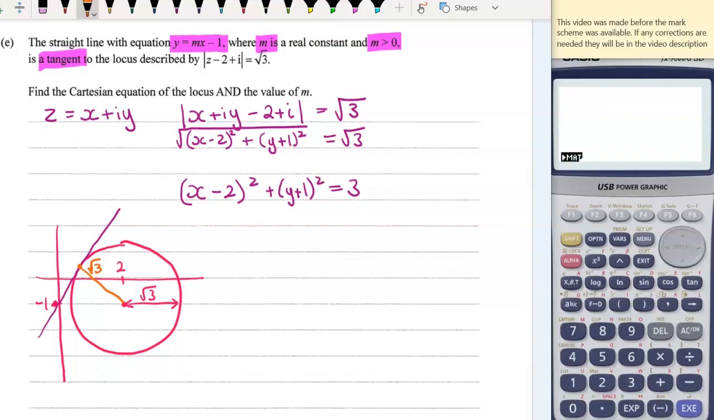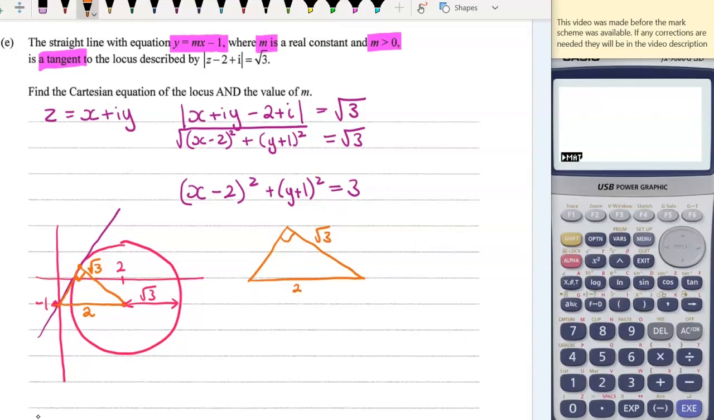And then if I think about this triangle here, that's a right angle there because it's a tangent against a radius. This length here is 2 because our circle was at x coordinate 2. So let me just draw out that triangle a bit bigger. We can see what we're dealing with. So we've got √3, 2.